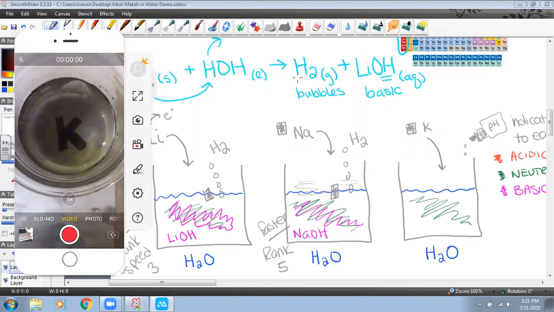Sure enough, if I brought home a big chunk, one of my children would find it and blow up the house. All right, here's another piece, potassium. Really fast reaction and releasing enough heat for that hydrogen gas to ignite.